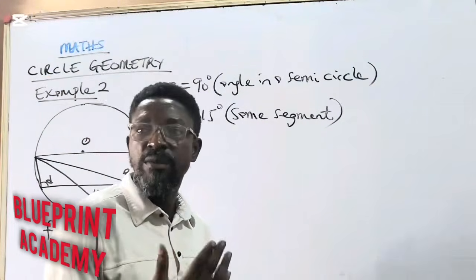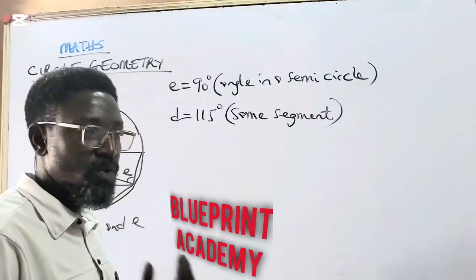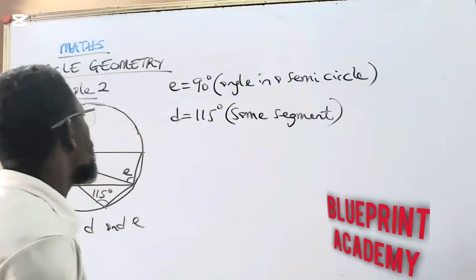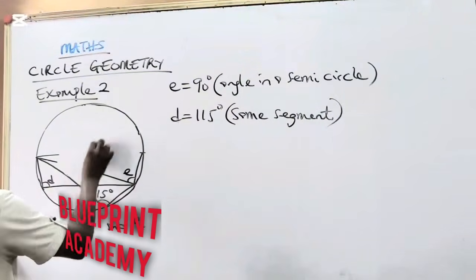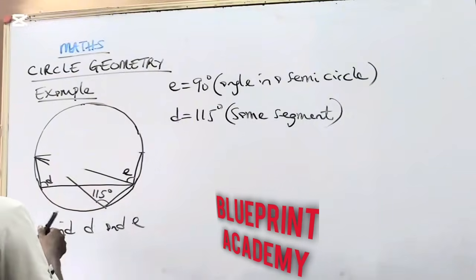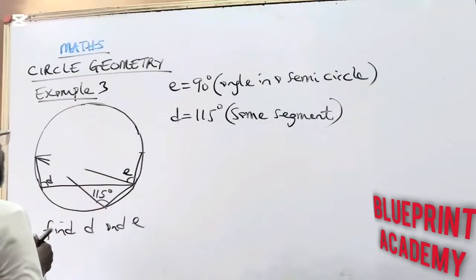Just understand the theorems. Take a look at the theorems again. I gave you several theorems. Look at the theorems and you understand exactly what we are doing here. If there's a need for me to make reference and draw that again, I will always do that. Let's look at example 3.